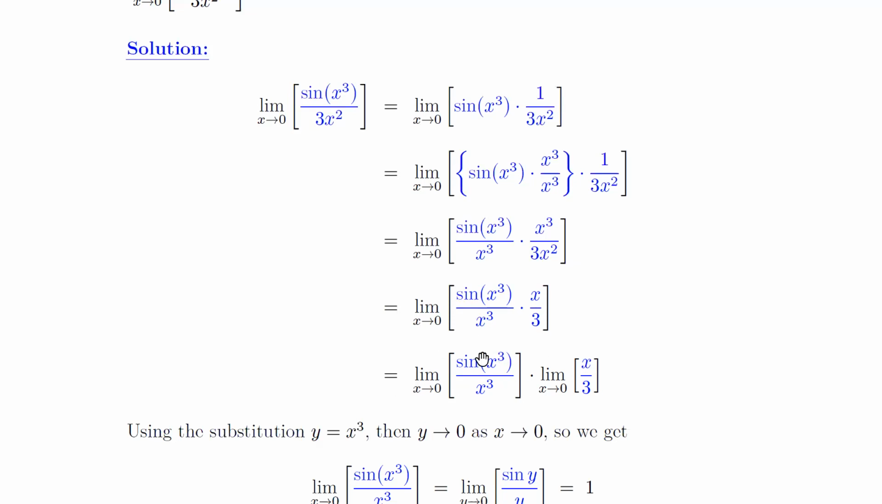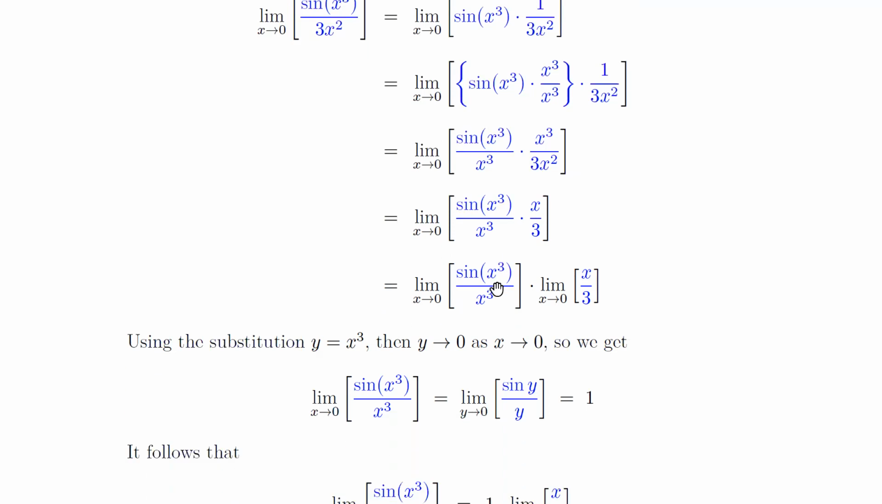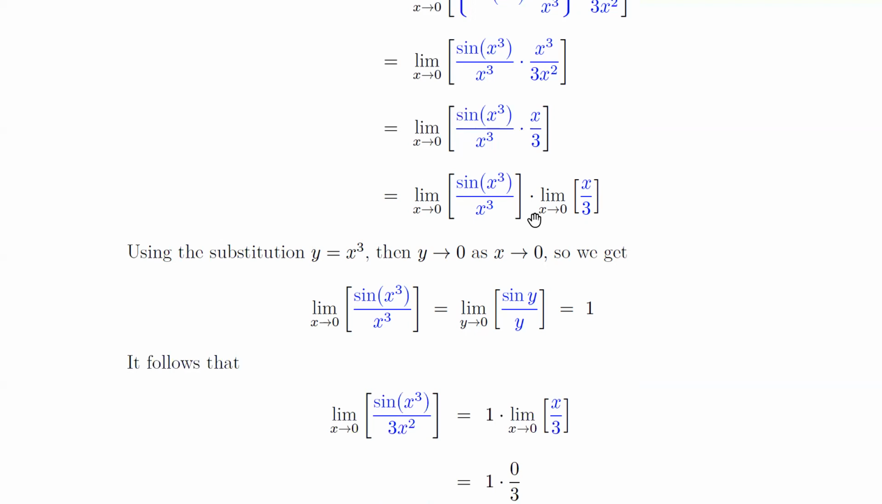Now for the first term, we use a substitution. So if I want to use a theorem, right, remember the theorem is sine x over x, I need to get rid of this x cube and make it a single variable. So I can let y or z or whatever you want, you can let that be x cubed. Now as x tends to 0, x cubed will also tend to 0, so y tends to 0. So we can take this first limit and rewrite it in terms of y. And this here is just a theorem. So the theorem says this is equal to 1.